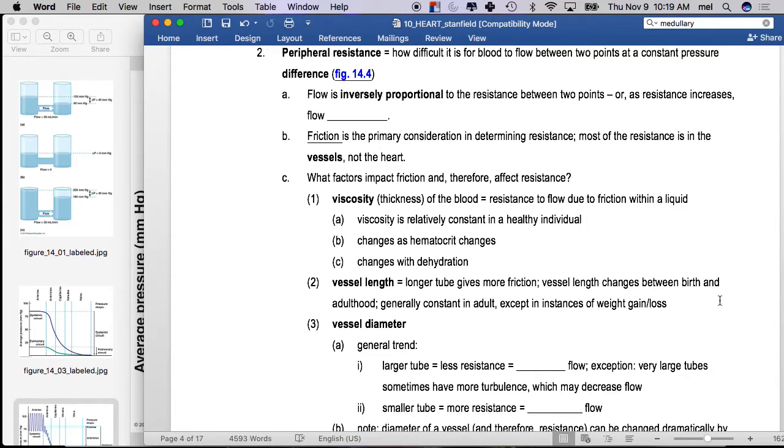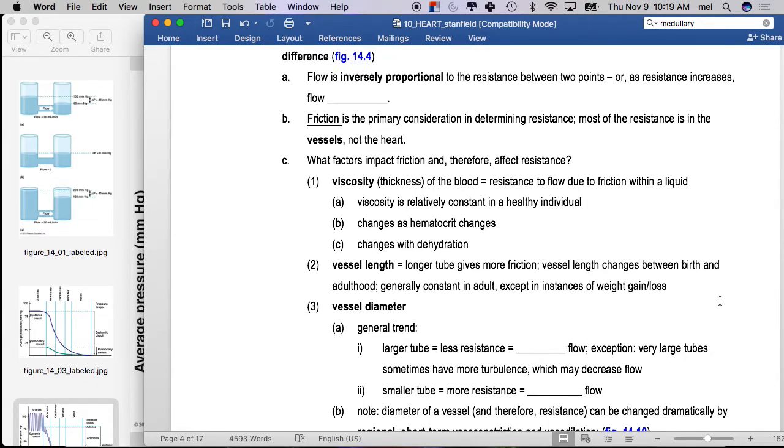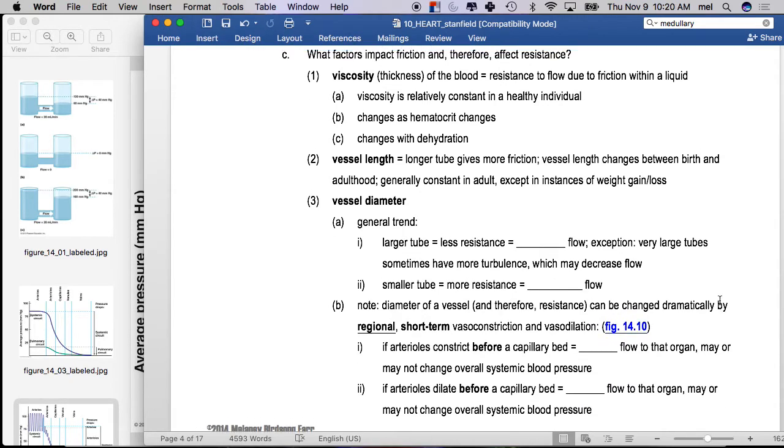So let's talk about peripheral resistance. Resistance really happens in the periphery, or the tubes. It doesn't really happen in the heart, which is nice and wide open. Flow is inversely proportional to the resistance between 2 points. Or as resistance increases, flow does what? Decreases, of course. So friction is the primary consideration in determining resistance, and most of it occurs in the vessels, not the heart. So what factors impact friction and therefore resistance? Well, the first one is viscosity of the fluid.